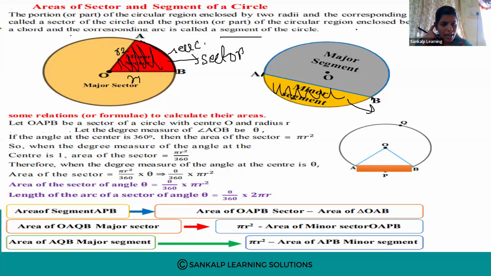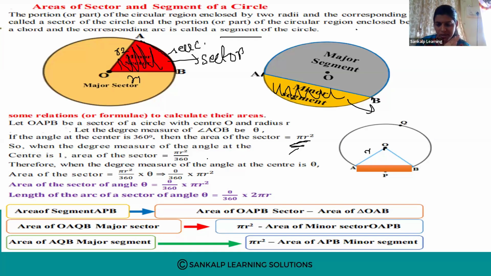Let OAPB be a sector of a circle with center O and radius R. Okay, see, this is the circle OAPB. Okay, this is the sector with center O and radius R. So this is radius R. The angle at the center is 360 degrees. So for the full circle area, the angle is 360 degrees. So then the area is pi r square. So if we consider the full circle, the area of the circle is pi r square.